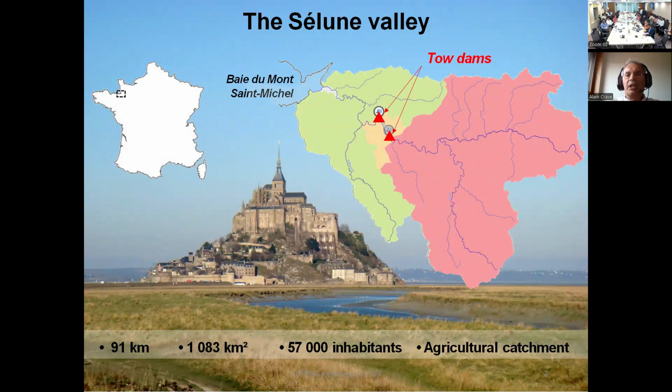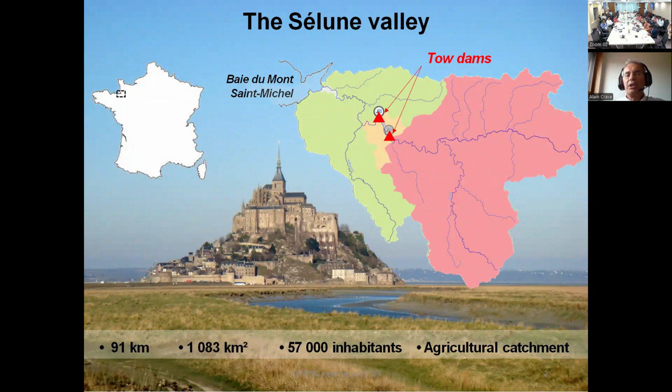The Bay of Mont-Saint-Michel is a well-known place for tourists, but it is also important for its economy of mussel and oyster production. So there is an economic stake with this dam removal operation, because in the bay of Mont-Saint-Michel, people are afraid of the consequences of this dam removal on their production of mussels and oysters.